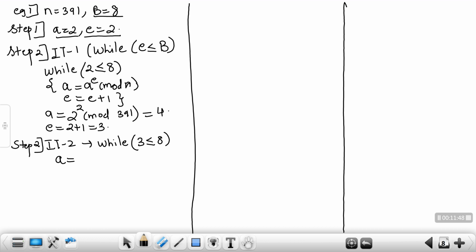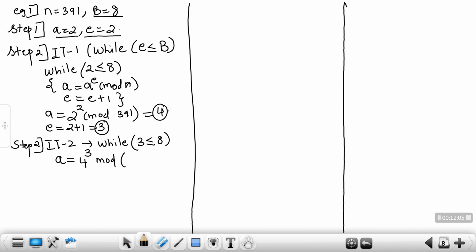Formula is nothing but A raised to E. What is the new value of A now? I cannot take the older value of A over here, so the new value of A is nothing but 4, that I will take over here. 4 raised to E. What is the new value of E? It is 3, which we have taken from here. So 4 raised to 3, mod of 391.